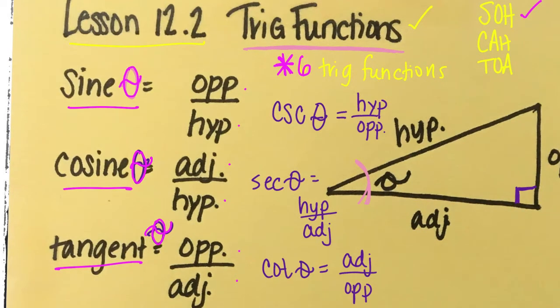And when we say 6 trig functions, we have some new words for you. SOHCAHTOA you probably did in your geometry class, but you may not have worked with the cosecant yet. The cosecant of theta, notice we just take the sine and we flip it, so it's hypotenuse over opposite. The secant of theta, we take the cosine and flip it, hypotenuse over adjacent. And the cotangent of theta is equal to the adjacent over the opposite.